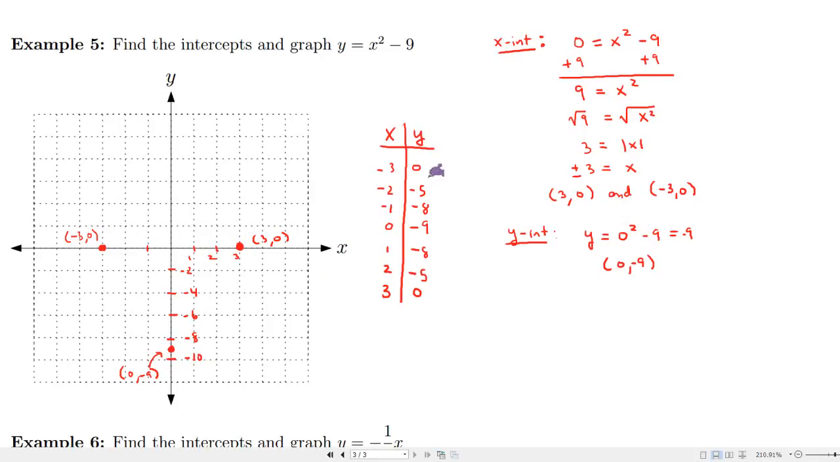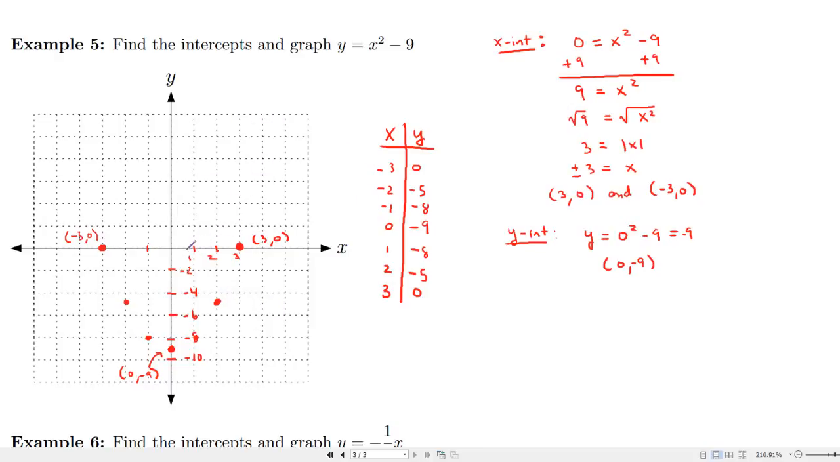You see there's a symmetry here. So -2, -5 will be down here. And then -1, -8 is like this. And then 1, -8 will be that point there. 2, -5 is here.